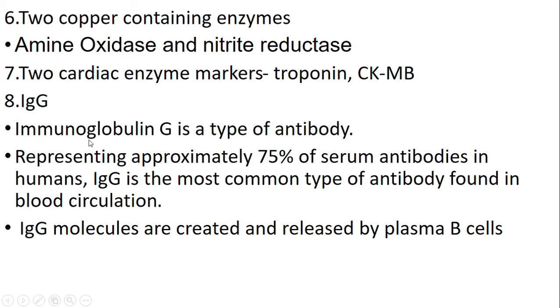IgG, immunoglobulin G, is a type of antibody representing approximately 75% of serum antibodies in humans. IgG is the most common type of antibody formed in blood circulation. IgG molecules are created and released by plasma B cells.